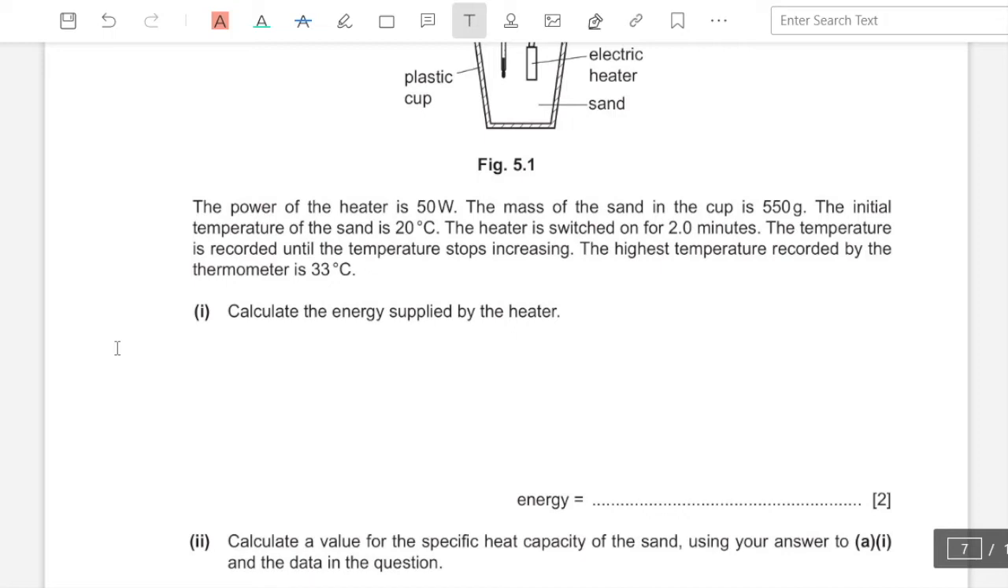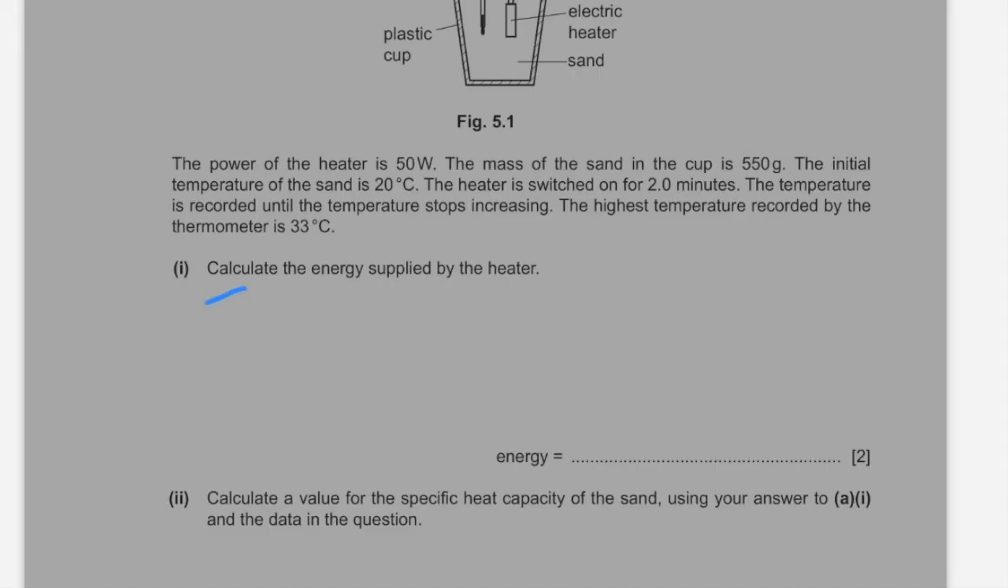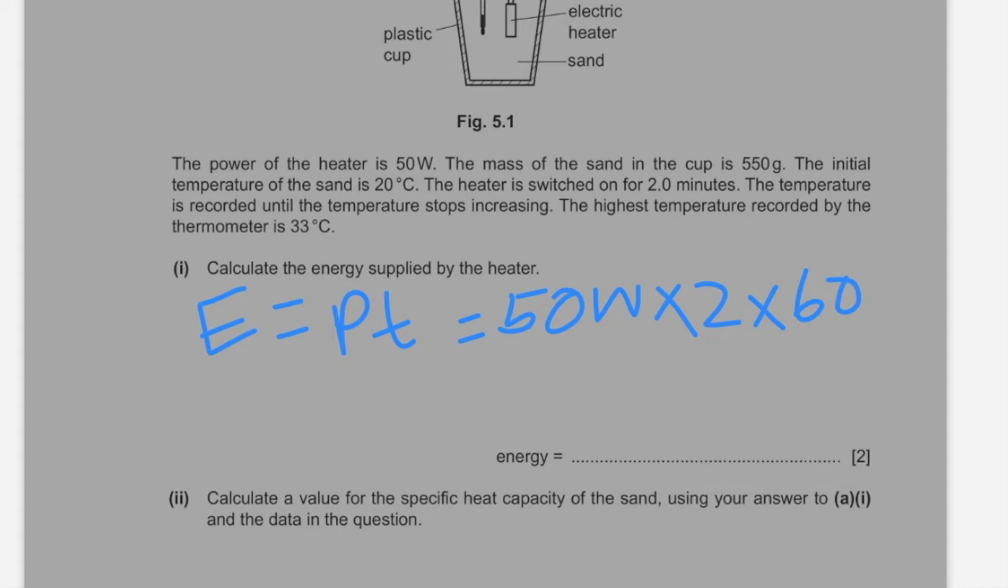1. Calculate the energy supplied by the heater. Alright. So energy is equal to power into time, which is given in the question as 50 watts, and time is given in minutes, so we'll convert it to seconds by multiplying it by 60. And so the resultant energy over here is equal to 6,000 joules.